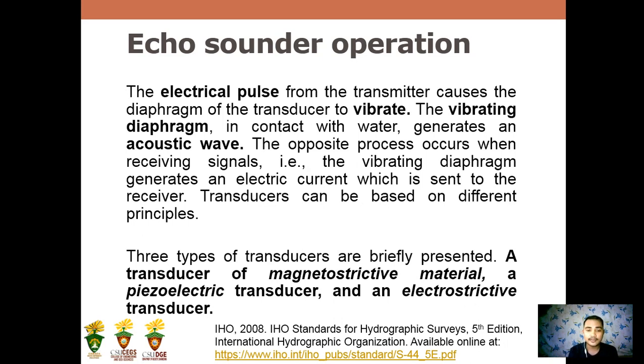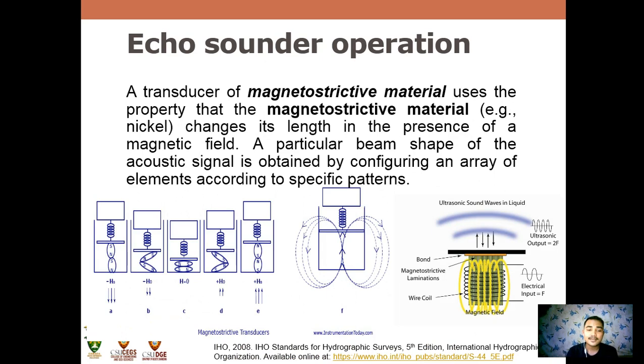it goes to the receiver. Then the transducer can be based on different principles. There are three types of transducer that are briefly presented. First is a transducer of magnetostrictive material, second is the piezoelectric transducer, and third is the electrostrictive transducer. Let us take them one by one.